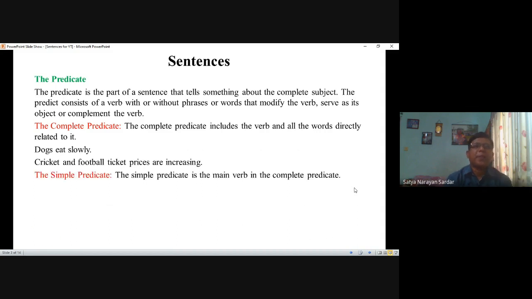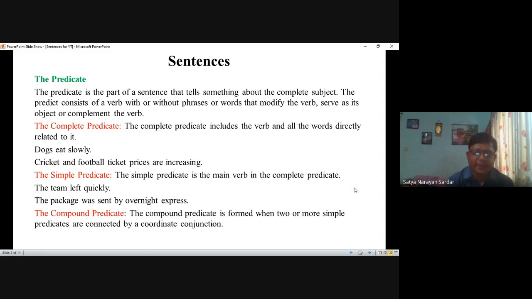The simple predicate. The simple predicate is the main verb in the complete predicate. Let's see. The team left quickly. Left quickly can be called as simple predicate. The package was sent by overnight express. Was sent by overnight express can be called as simple predicate.